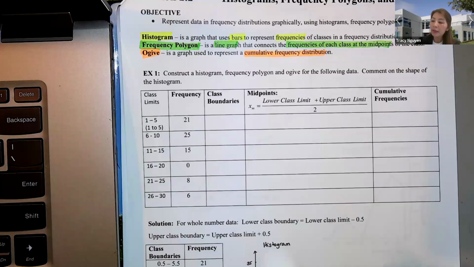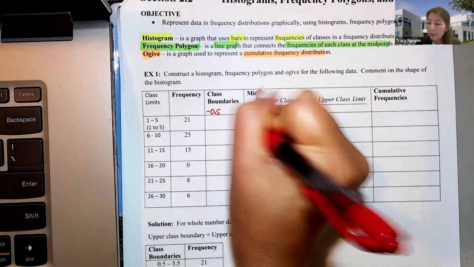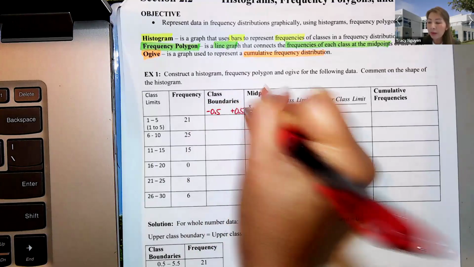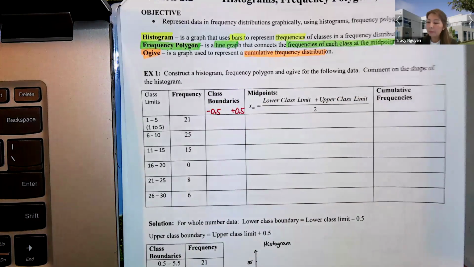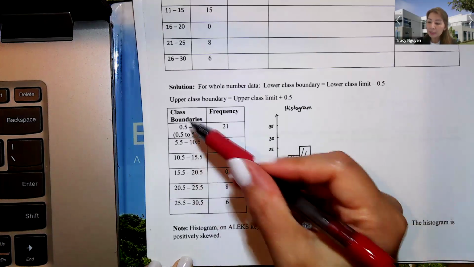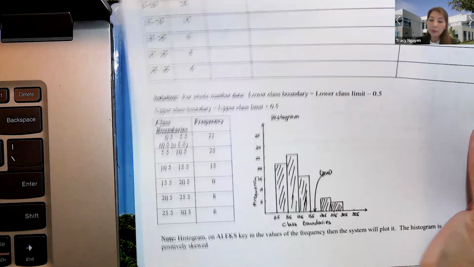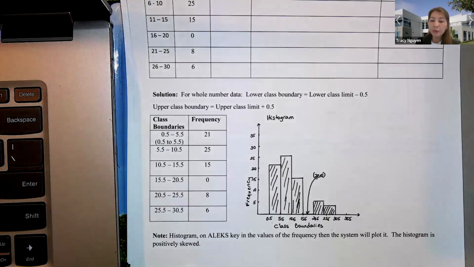So then we need to create a column for class boundaries. As you already know, for whole number data, we find the class boundaries by subtracting 0.5 and adding 0.5 to the class limits. Since we worked on class boundaries in detail in 2.1, I'm just going to project the class boundaries here. Then the frequency column that's given from the problem, I have it here. So we're ready to draw a histogram. Let me explain how to draw a histogram on paper first, and once I finish this whole problem, I will show you how to actually do the graph on Alex.